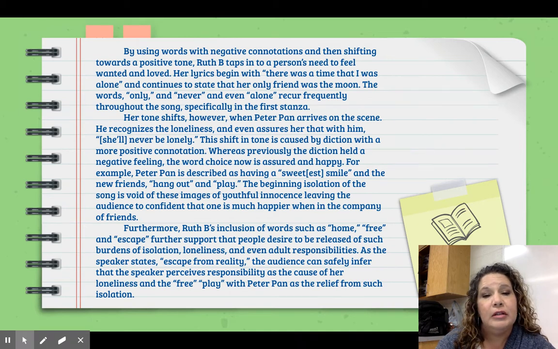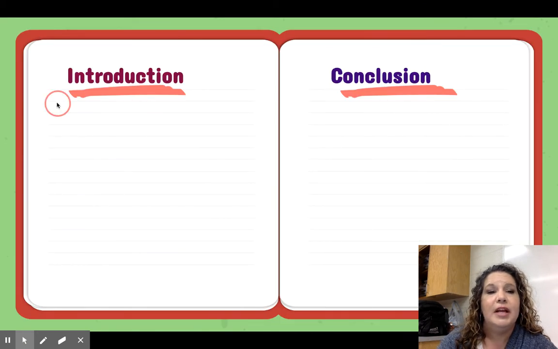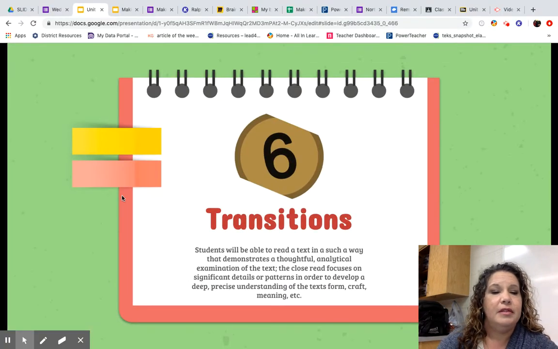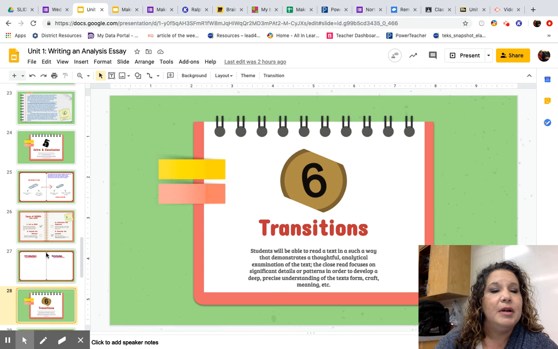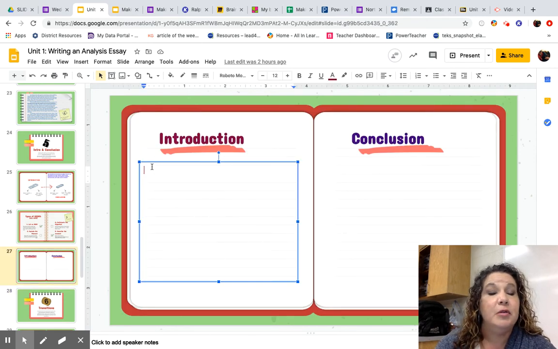So I'm thinking about all of these things as I'm now crafting my introduction. When I'm crafting my introduction, I want to think about the different ways I can lead a reader in. And I'm focusing on how Ruth B. and Lost Boy and the speaker is wanting to escape reality. And I'm thinking of a jingle by one of my favorite authors.